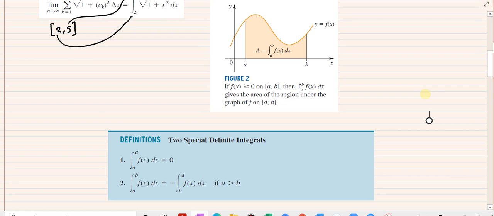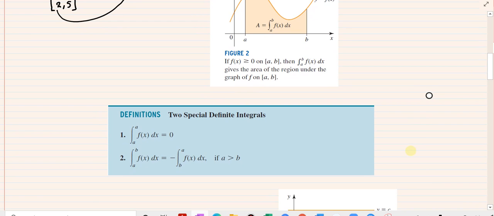So the first one reads that the definite integral from a to a of f of x dx is 0. Now, if you think of this in terms of the graph of a function, this would be a, and notice the upper limit is also a. So really, your interval is just a point, isn't it? This is the closed interval from a to a. Well, that means just a single point a.